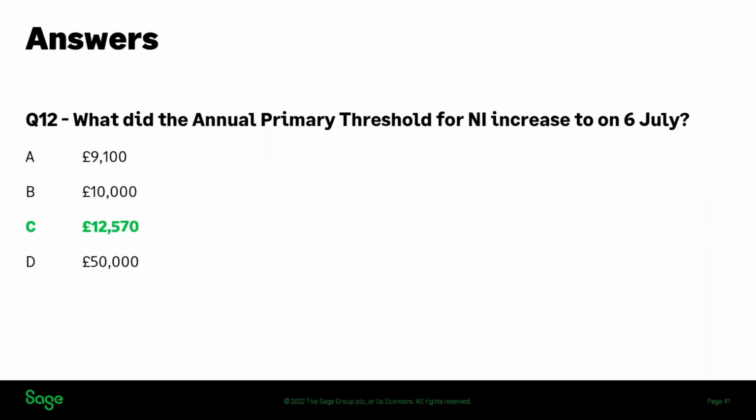Yes, I can. And 81% of you, well done, got that right. It's £12,570, the same as the personal allowance for income tax. So it brings the point at which you start paying national insurance and PAYE tax to the same level. That's the annual equivalent, remember. So for this year, it kicked in from the 6th of July. Next year, that'll be the threshold throughout the year as well, you'd expect.